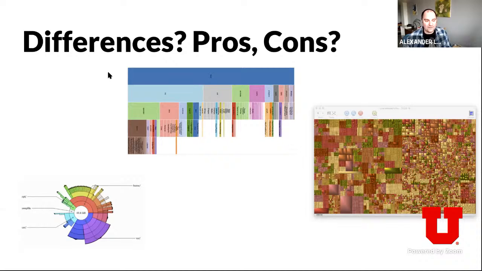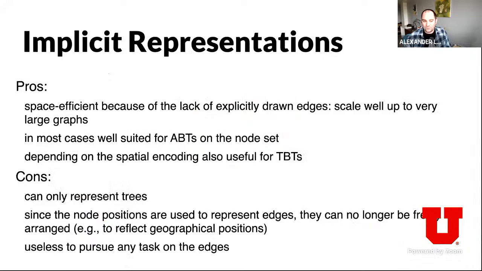Okay, great. So that brings us to a wrap up for implicit representations. If you think about this, they're very space efficient, especially tree maps, because they don't explicitly draw edges. And so especially the tree maps scale very well up to very large graphs. There's actually a paper about visualizing 1 million nodes in a tree map. In most cases, they're well suited for attribute-based tasks on the nodes, although that really is only true for the leaves, right? Basically, we're only showing attributes of the leaves.